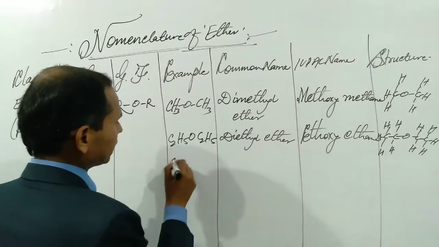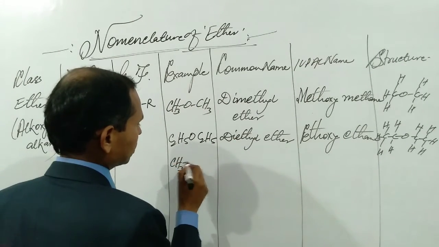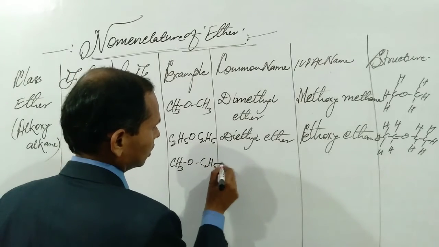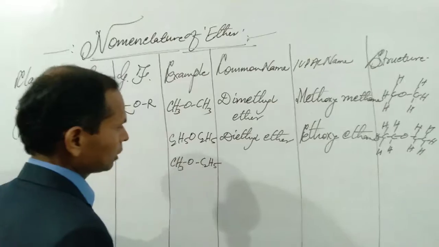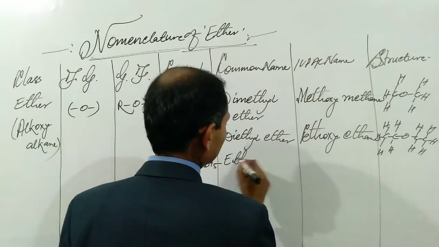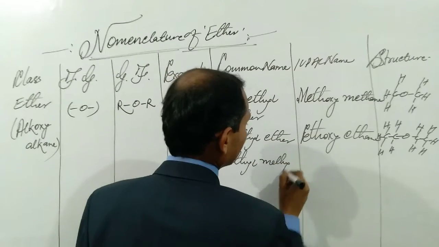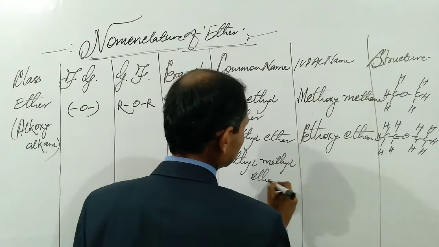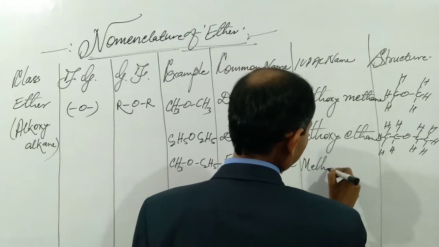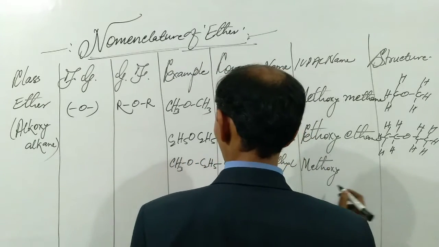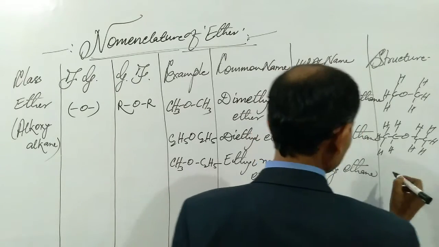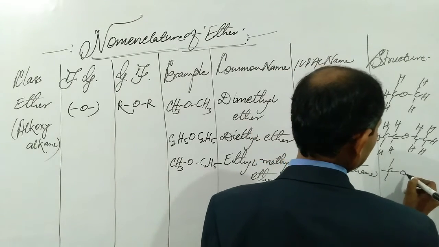In case different alkyl groups are used, the name of such a compound will be ethyl methyl ether. The IUPAC name will be methoxyethane, and the structure will be like that.